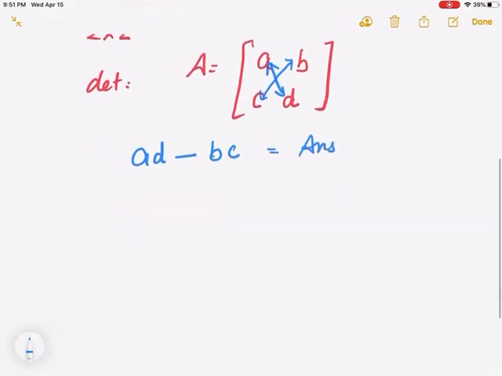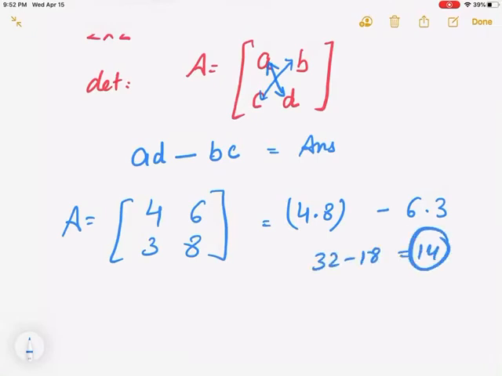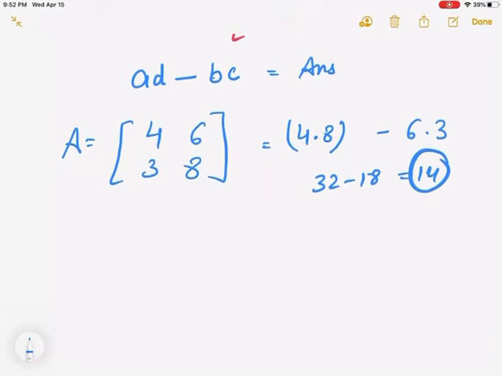Let me show you with numbers. So let's say matrix A is 4, 6, 3, 8. Pretty simple. Just multiply the diagonals, but don't forget, you have to go left to right first. So start from top left to bottom right. So I would do 4 times 8 minus 6 times 3. If you multiply these, it's 32 minus 18, which is 14. So that's how we deal with 2 by 2 matrices.